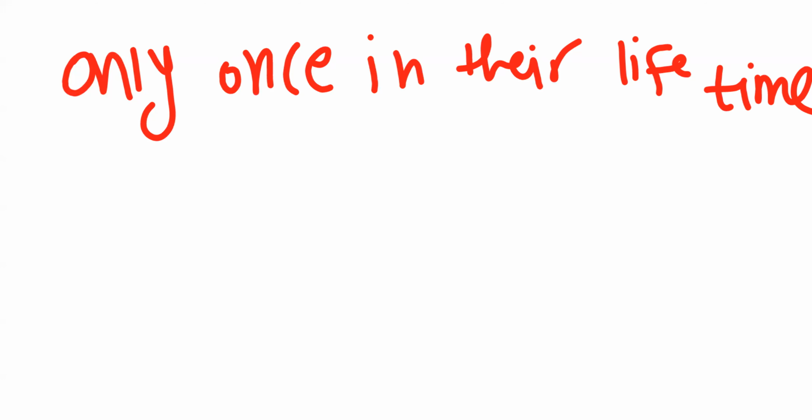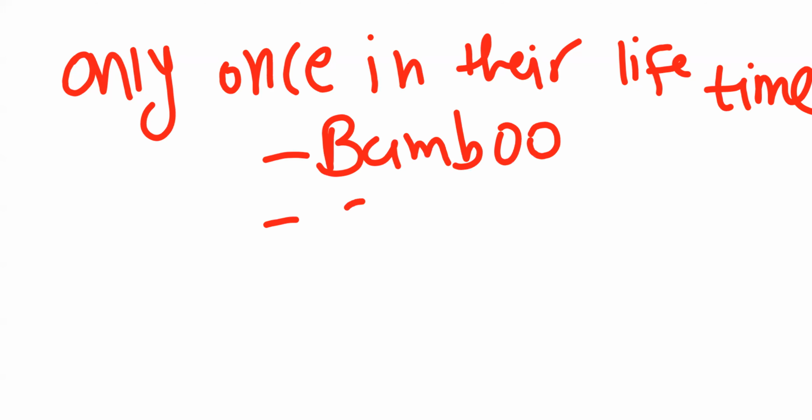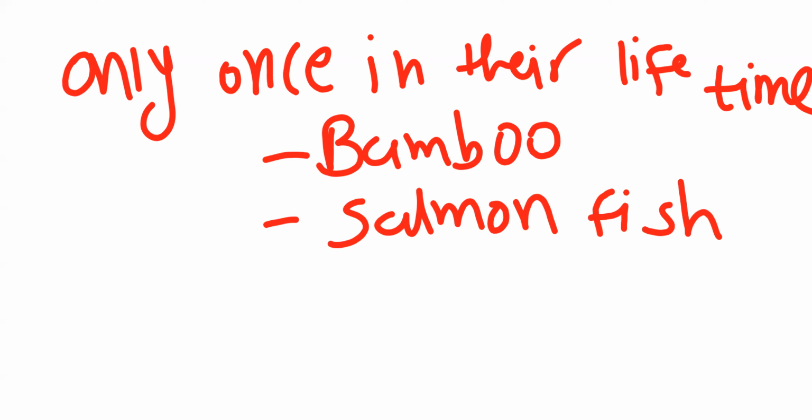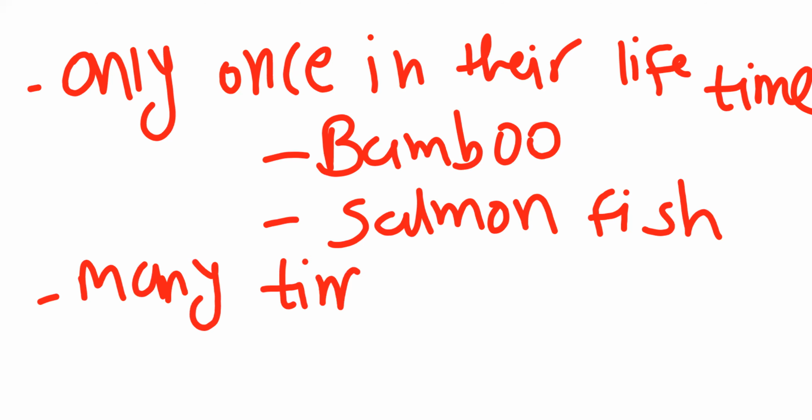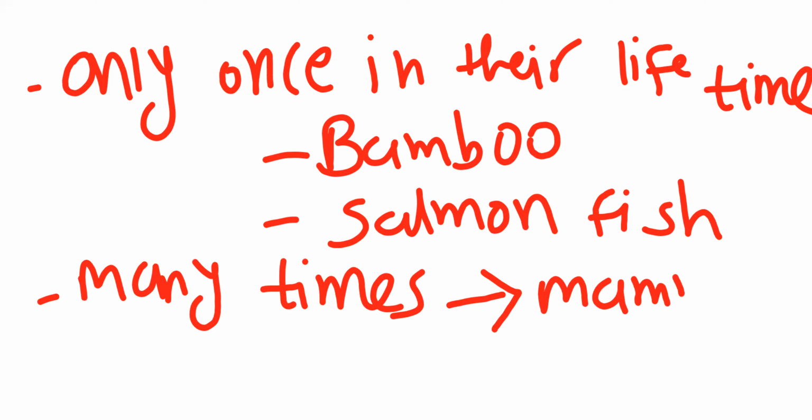Yes, correct. Bamboo. Correct, Tanvi. So one example is bamboo, and the second example is salmon fish, Pacific salmon fish. So some organisms breed only once in their lifetime, salmon fish and bamboo. Some organisms can breed many times during their lifetime in their particular reproductive period. Can I consider mammals over here? Yes or no?